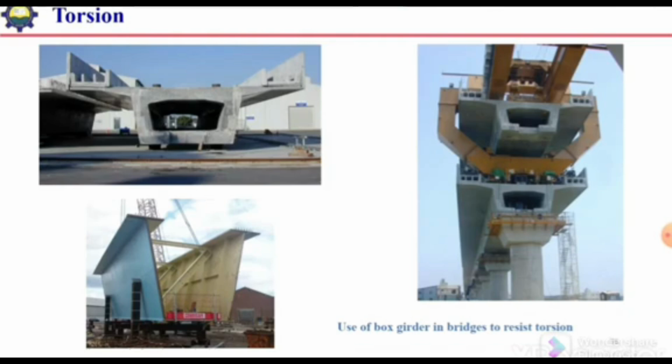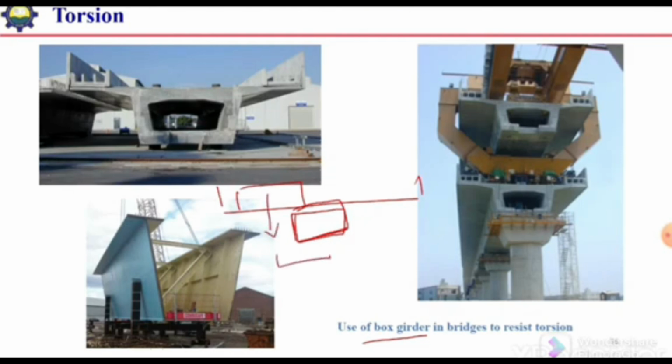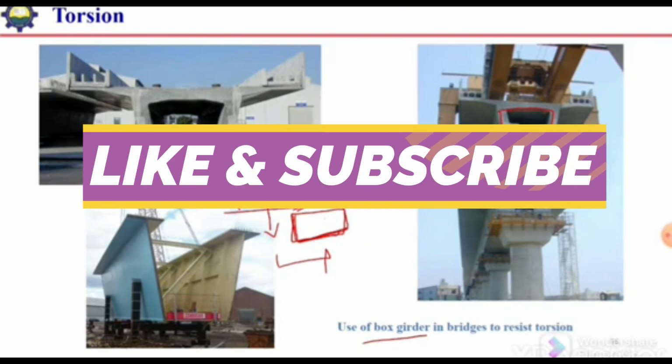To avoid torsion in case of bridge decks, we use box girders, because in case of bridges the load of vehicle can act on any side of the deck slab. For example, if the load is acting over here, and we have a beam or girder at the center, then because of that load there will be torsion or twisting inside this girder. To resist that torsion, we provide these hollow box girders. This is a closed section, so it can resist the torsion very effectively.